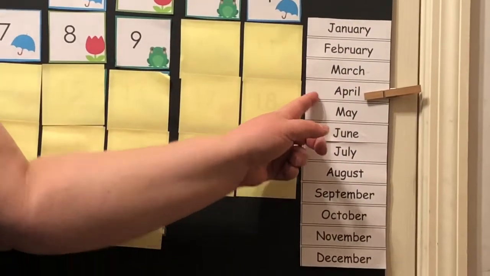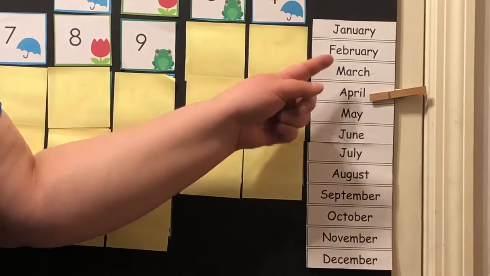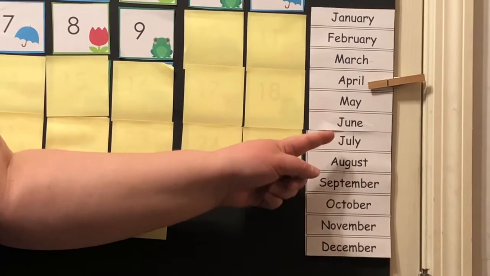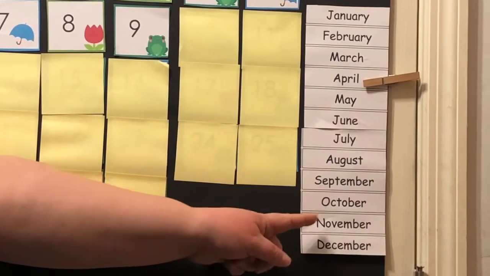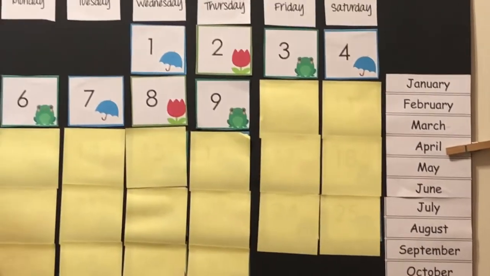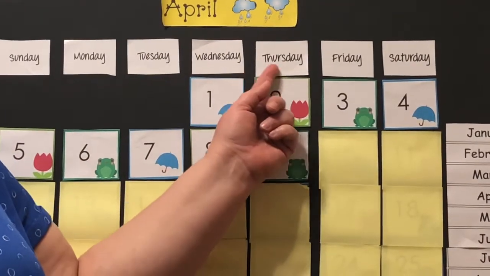Let's sing our months of the year song. January, February, March, April, May, June, July, and August, September, October, November, December. These are the months of the year. There are 12. The day of the week is Thursday.